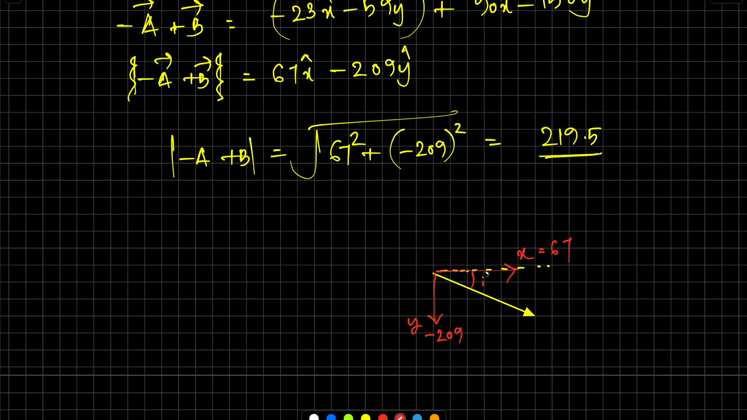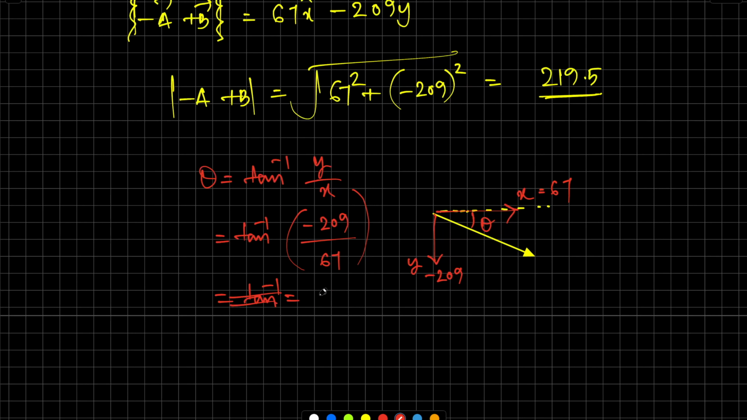Now how do you find this angle theta? Theta equals tan inverse y over x. That is tan inverse of y, minus 209, over 67. So minus 72 degrees. Again, the negative sign indicates that the angle is below the positive x-axis. We are measuring in the clockwise direction. That's why we have a negative sign here. The angle is actually 72 degrees below the positive x-axis.